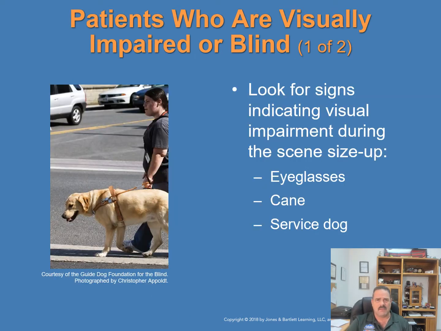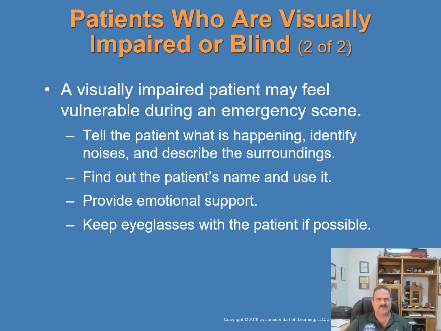Right, so patients that are visually impaired or blind, we need to look for signs indicating visual impairment during our scene size up, such as eyeglasses, a cane, or a service dog. A visually impaired patient may feel vulnerable during an emergency scene, so tell them what's happening. Identify noises and describe the surroundings. Don't sneak up on them, you'll scare them. Find out the patient's name and use it constantly. Provide whatever emotional support you can, and make sure to keep eyeglasses with the patient if possible.